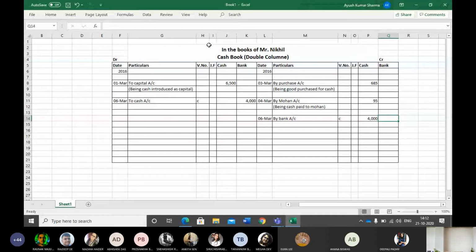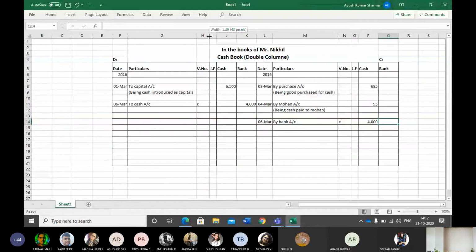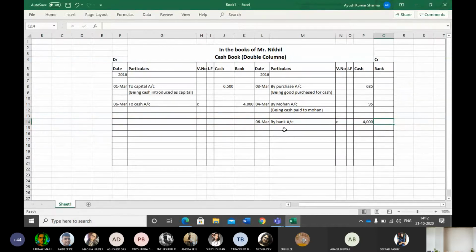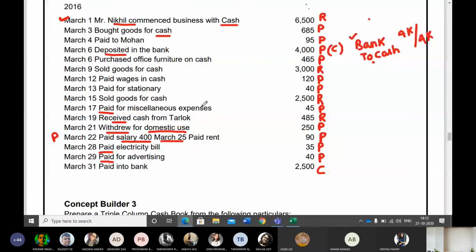Now, what is the use of this C? Just remember this part. When we write C in the voucher column, we need not write any narration for contra entries. So in case of contra entries, no narration will be there in the cash book. It's self-explanatory what we have done.